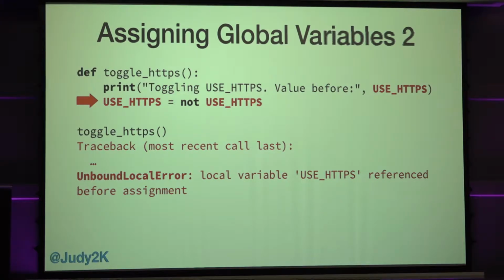And this is because, as I say, when you assign to this useHTTPS thing in the function definition, it becomes a local variable. And so we're trying to print out a value on the line before that is in fact a local variable that hasn't been given a value yet. And so that's specifically what this error means. It's a weird one.